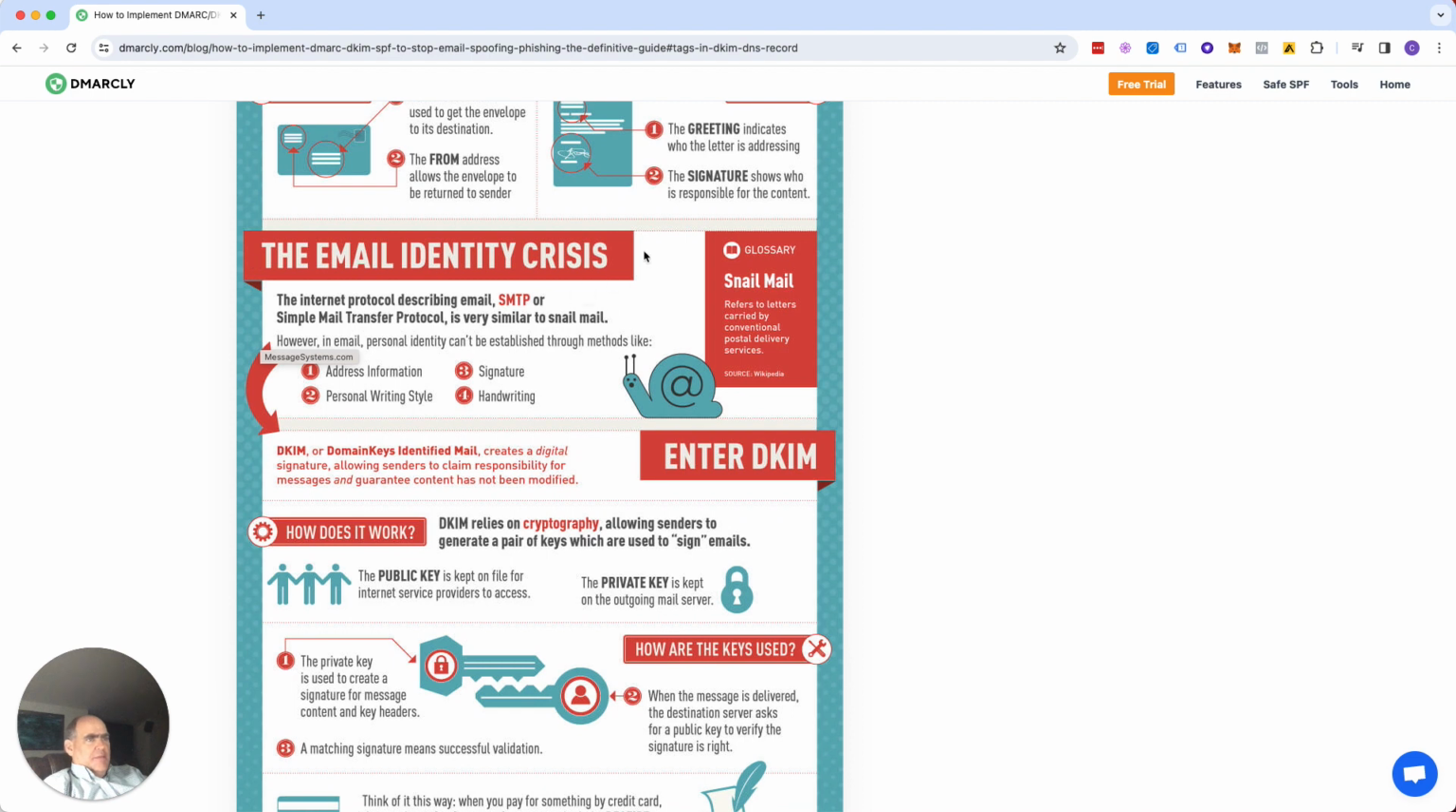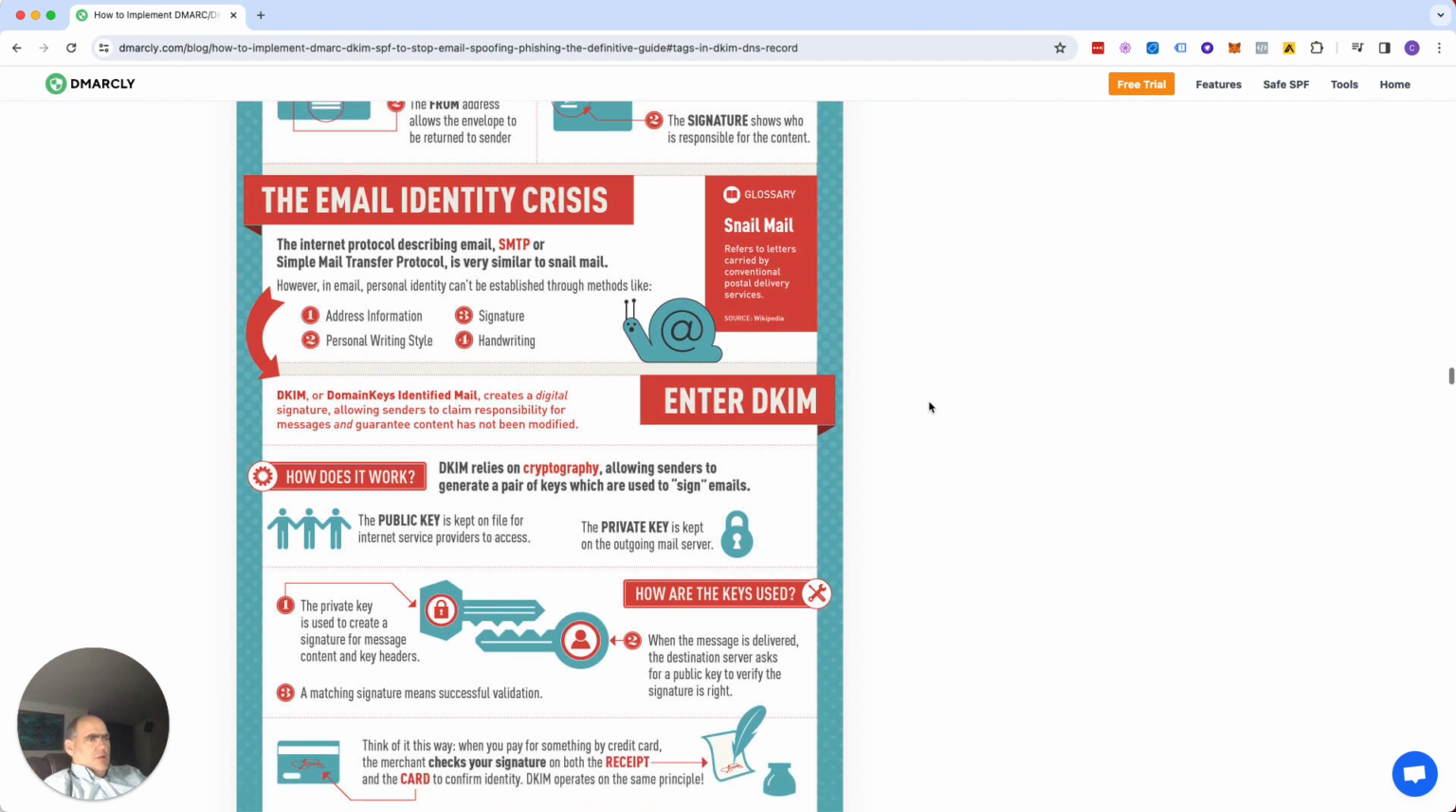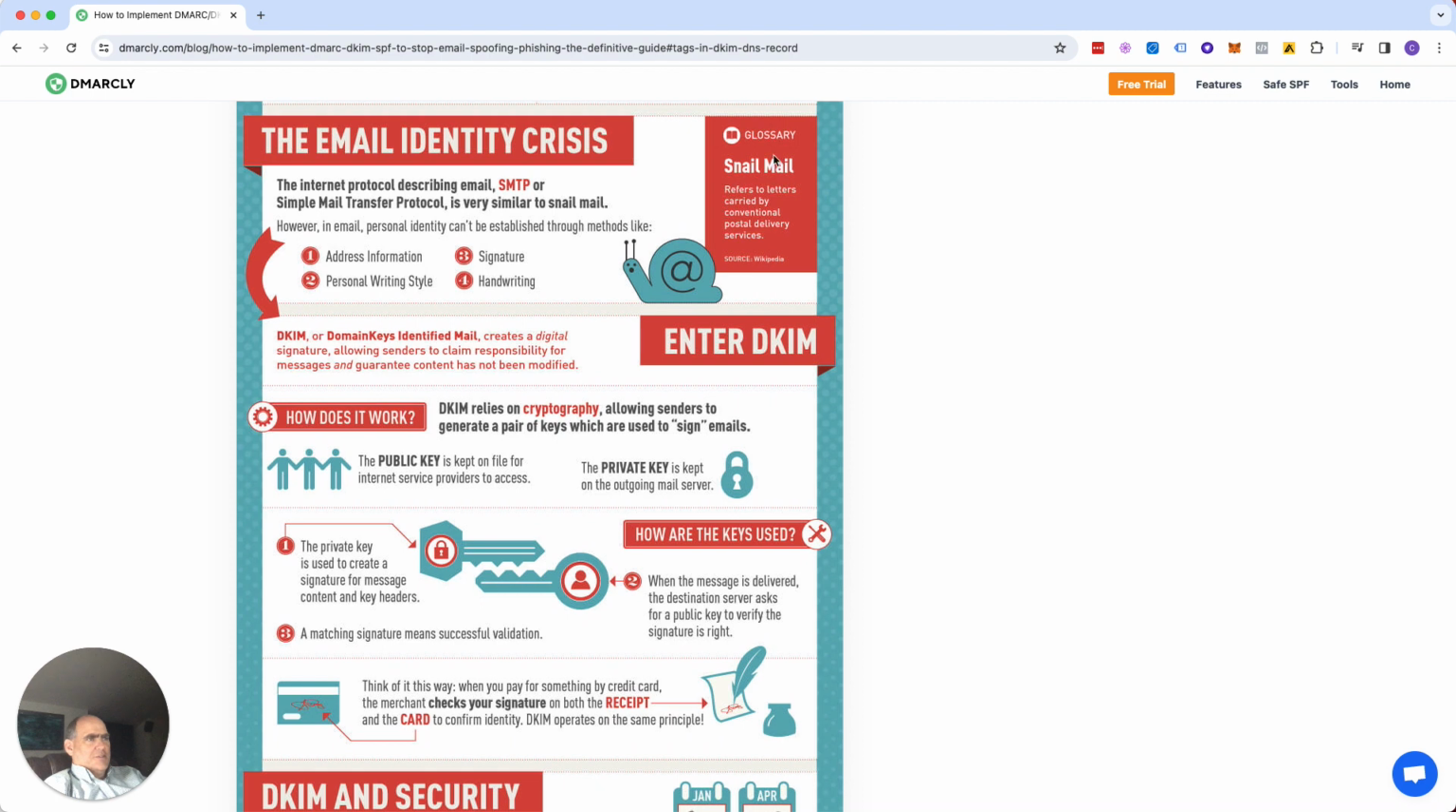So this is the email identity crisis. The Internet Protocol describing email, SMTP, which is Simple Mail Transport Protocol, I believe. Oh, yeah, it's right there. Simple Mail Transport Protocol is very similar to snail mail. Well, I don't think it's similar to it at all, but it has address information, it says personal writing style, a signature, and handwriting. So, yeah, snail mail, if you don't know, refers to letters carried by the post office.